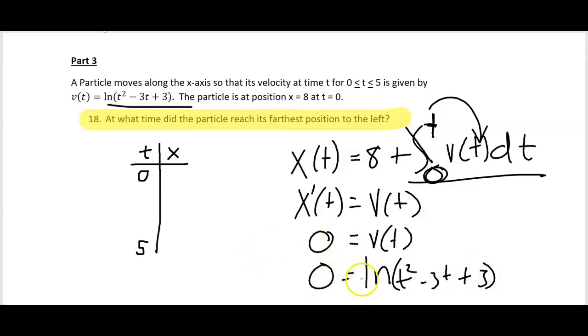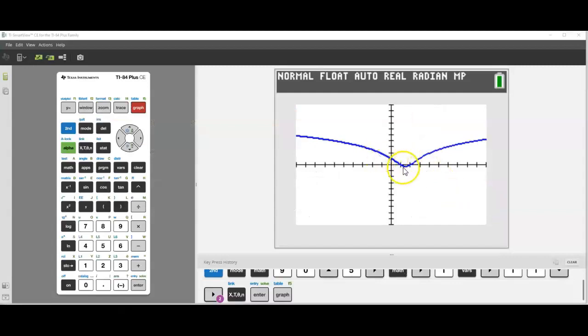Another way we could do it is with our calculator once again. You can find where a function equals 0 by looking at the graph and seeing where the graph touches the x-axis, which is how we're going to go ahead and do this problem. So here's my graph, and I can see that it's touching the x-axis in 2 spots. One's here and one's here.